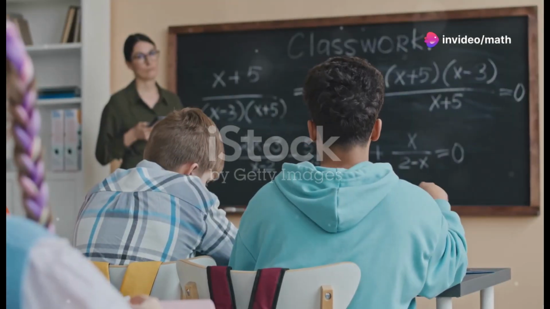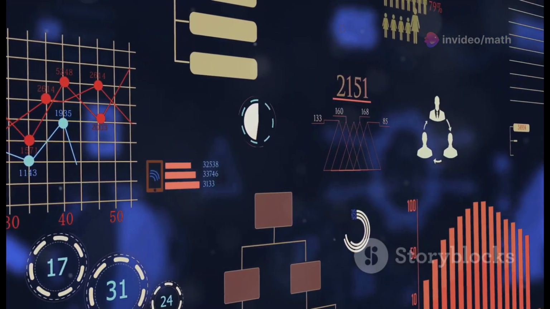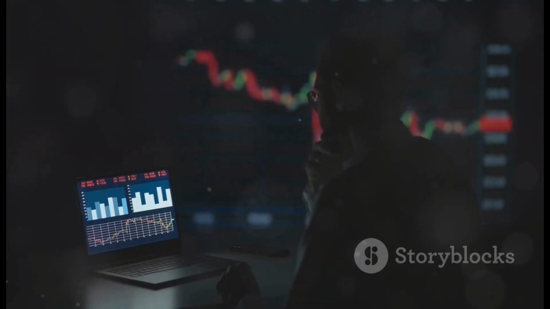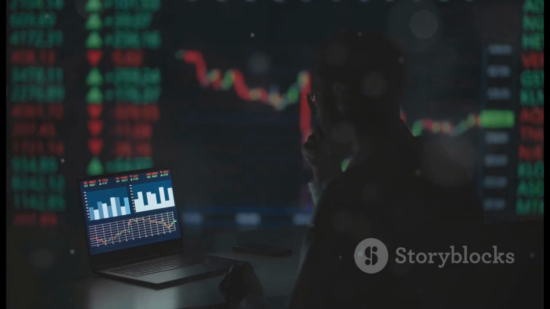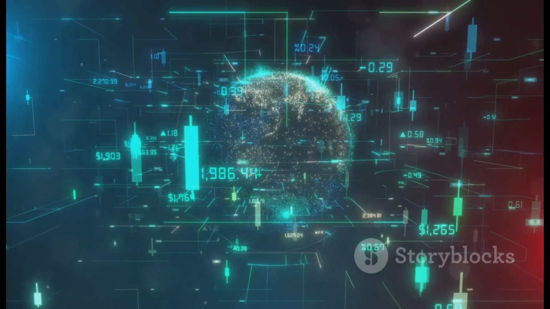As we've seen, mathematics is not just a tool, but a fundamental language of economics. It's the key that unlocks the secrets of economic theory, the foundation upon which sound economic policy is built, and the engine that drives innovation in the field.